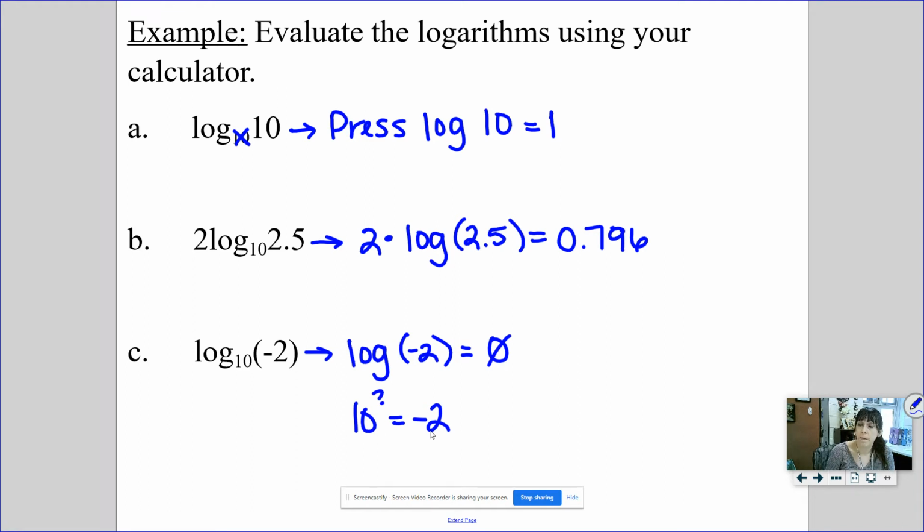answer? We could get a smaller number if it was like a square root situation. We could get a fraction if it was a negative exponent, but there's no way to get a negative answer out of it. And actually that's going to be true for all cases. You can't raise a number to a power and get a negative answer unless that number was negative to begin with.